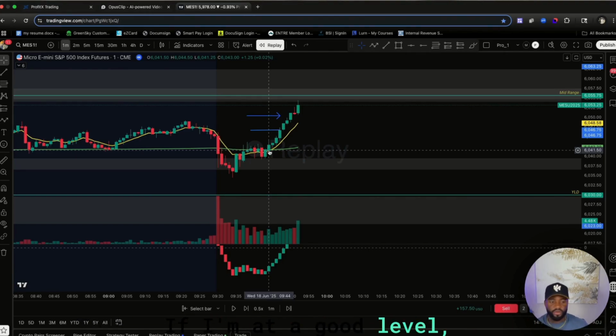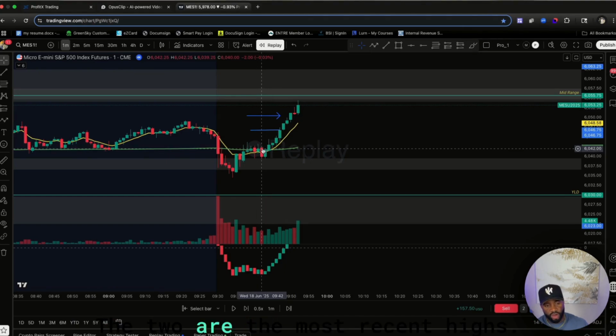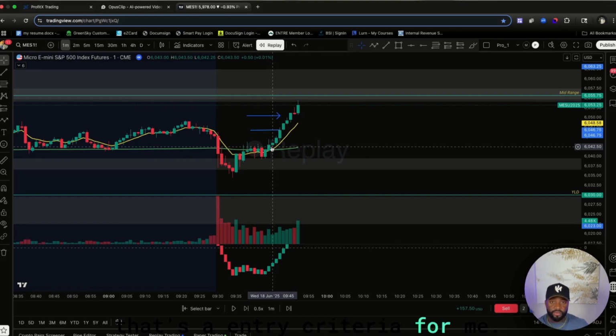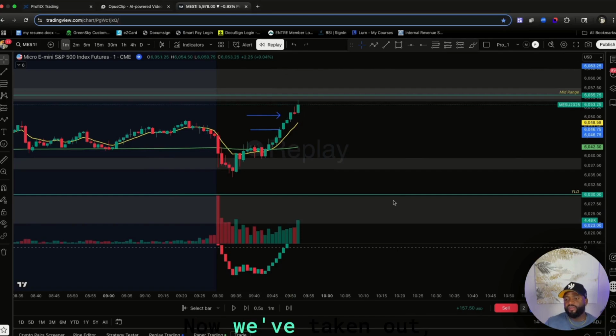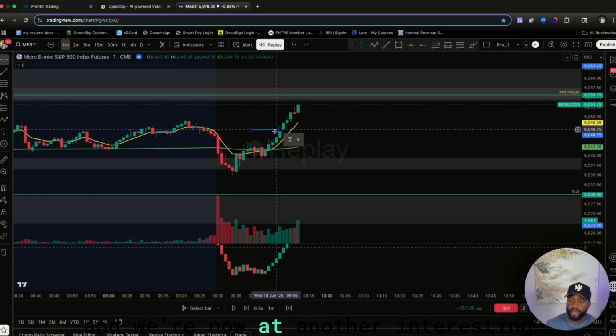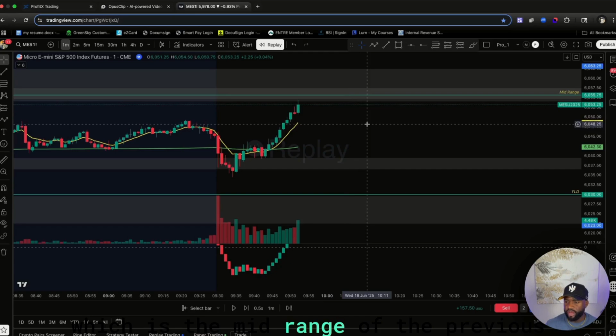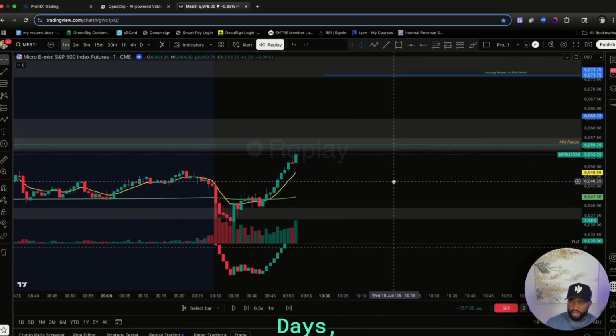If I'm at a good level, it's respecting that level. We're crossing over the 9 EMA. We've taken out the 2 or the most recent highs. Then that's an entry criteria for me. I can get in this trade, make some money on this trade. Cool. Now we've taken out, we got out of the trade, and we're now at another interesting level for me, which is the mid-range of the previous day's range.